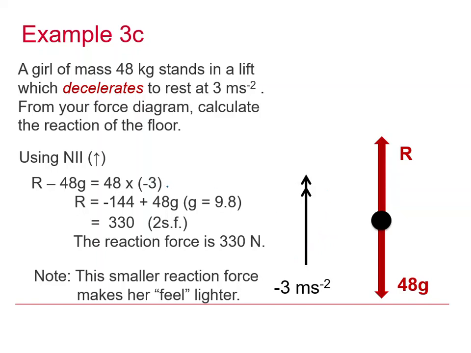We have the forces on the left, taking account of direction, and we have the mass times the acceleration on the right. And so again, solving this and using the usual value for g, we end up, with the use of the calculator, with 330 approximately. So the reaction force in that case is 330 newtons. And this smaller reaction force makes her feel lighter. That's why you get that sinking feeling when the lift sets off.